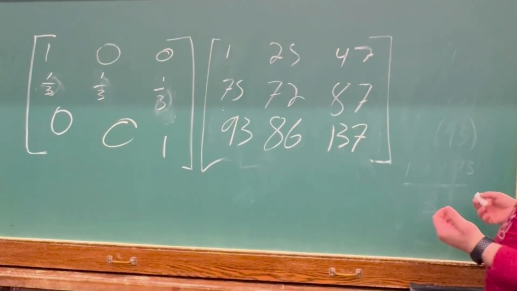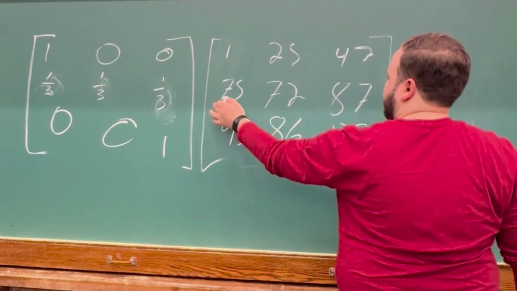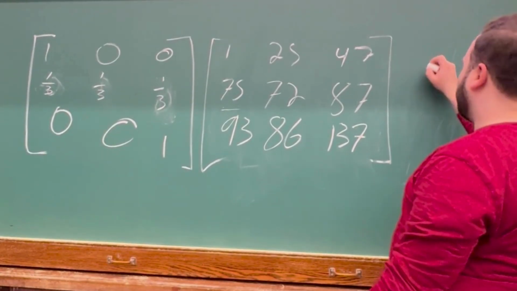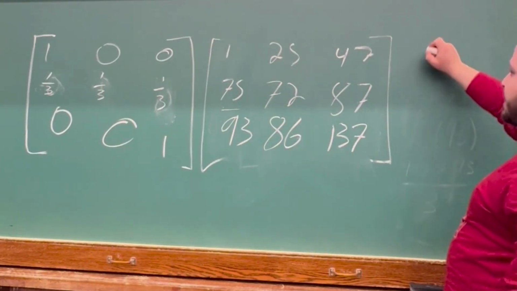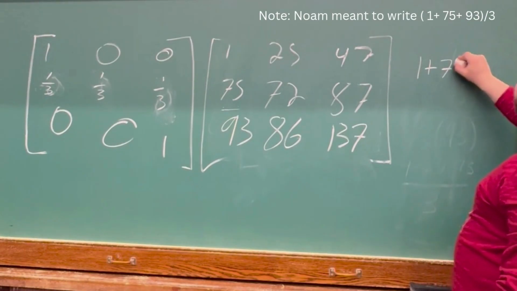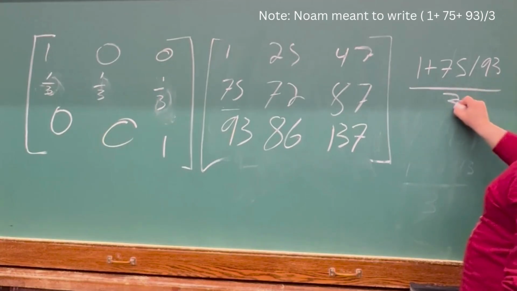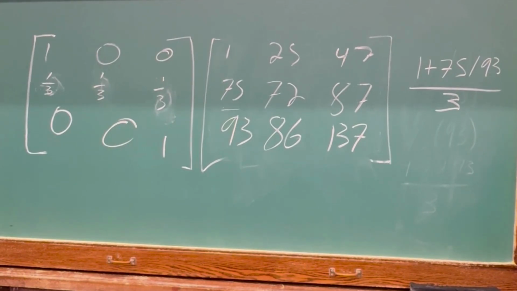So I don't want to do the entire multiplication, but if we just try to derive what the value in the second row, first column would be in this blur, you'd have 1/3 of 1, 1/3 of 75, and 1/3 of 93, which gives us our familiar averaging formula, where you sum the elements and divide by the number of elements. And the result would be 169/3. Yeah, I think that's already in reduced form.